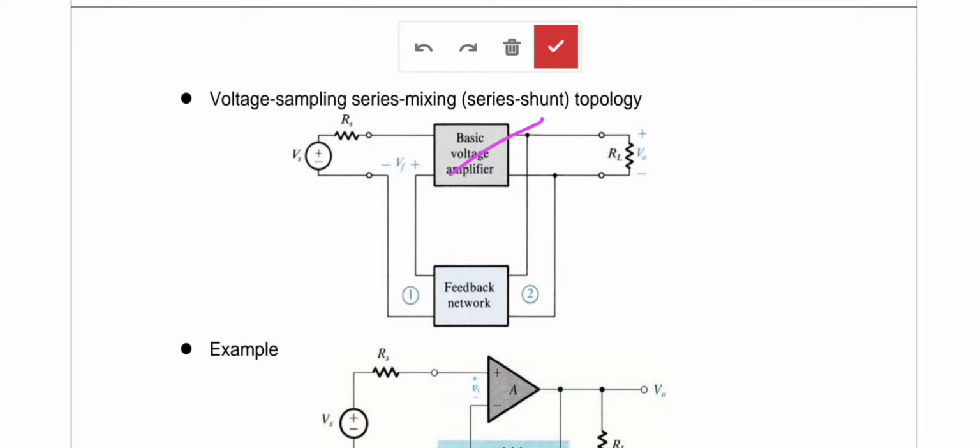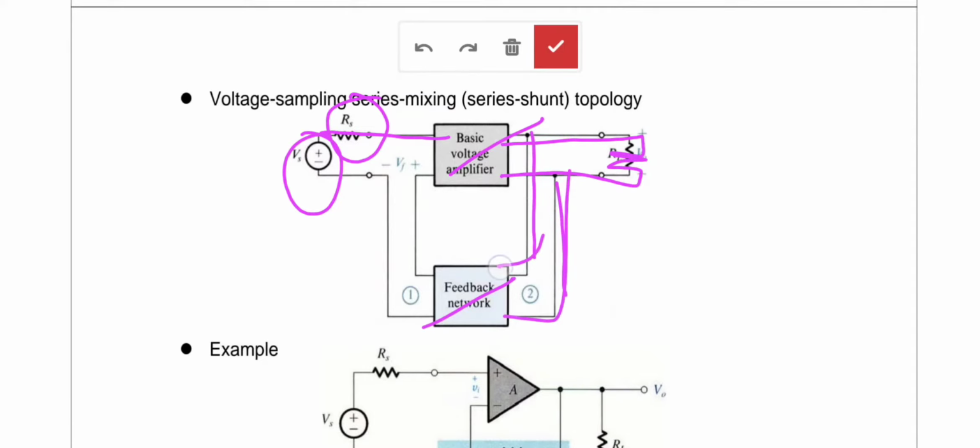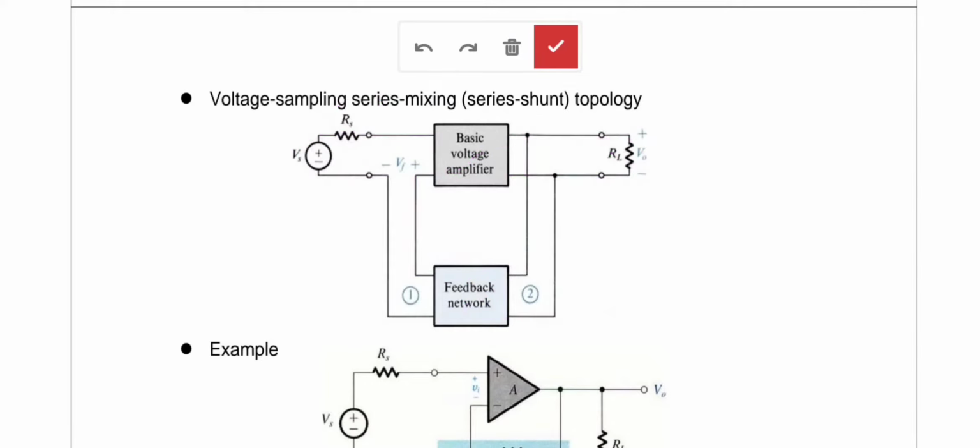So see the basic structure. Basic voltage amplifier, feedback network. Here the voltage source Vs, source resistance Rs is connected to the amplifier. Then we have the load resistance RL. Parallel or shunt connection with the feedback at the output, and series connection with the input. So this is the structure of a voltage sampling series mixing topology, also known as series shunt topology. Vf is the feedback voltage, Vo is the output voltage.